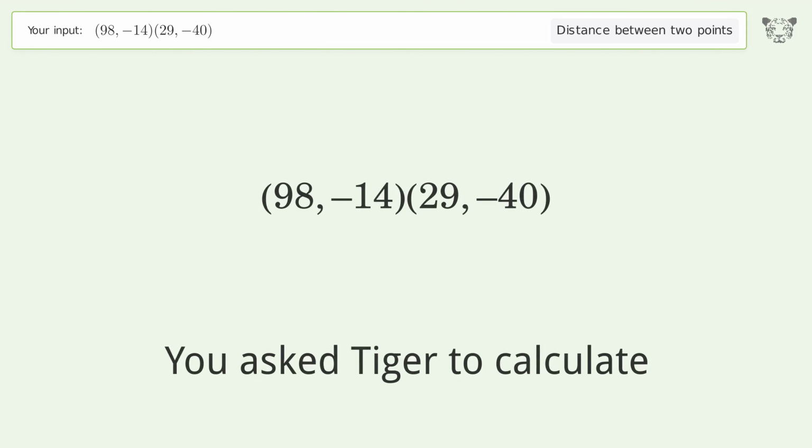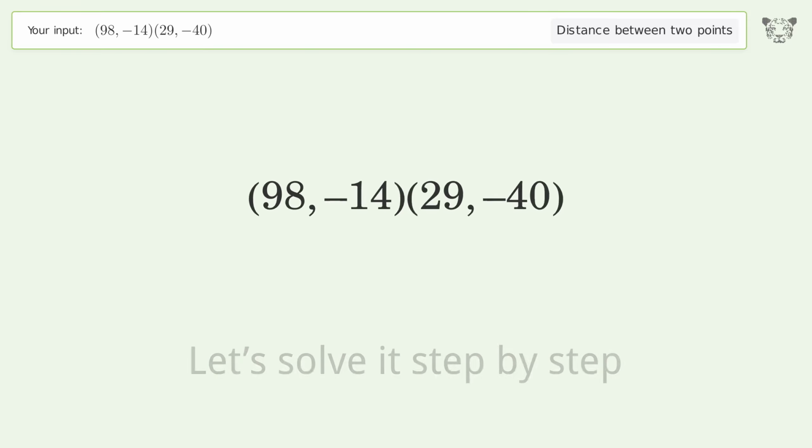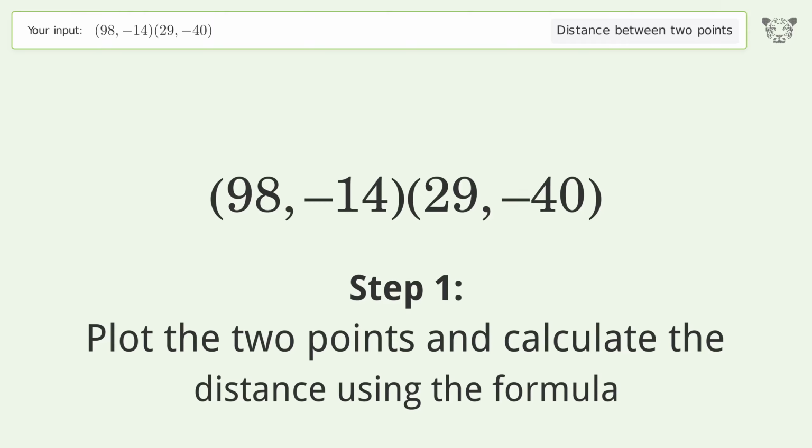You ask Tiger to calculate. This deals with the distance between 2 points. The distance between the 2 points is the square root of 5,437, or 73.736. Let's solve it step by step. Plot the 2 points and calculate the distance using the formula.